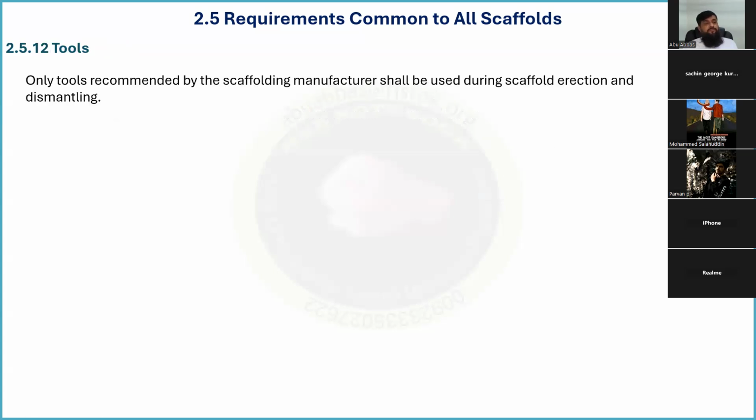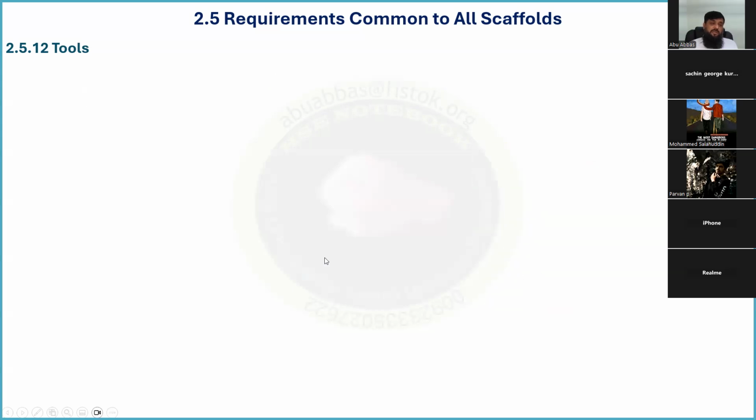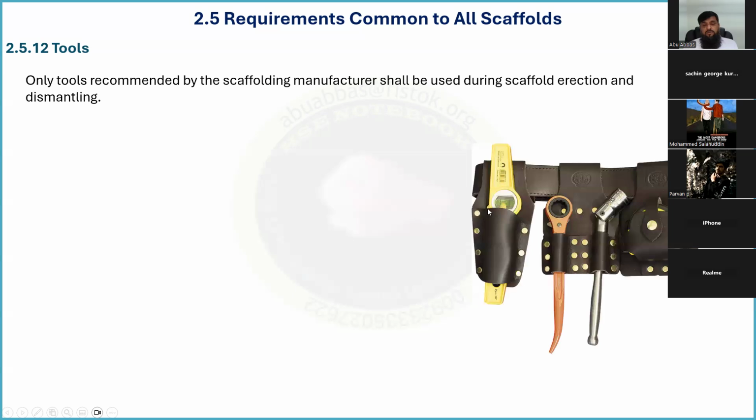Further, tools. Only tools recommended by the scaffold manufacturer shall be used during scaffold erection and dismantling. Okay, approved tools, whatever they will say. Definitely, if the manufacturer recommends, we have to use that one. What common tools do we have? Common tools we have are spirit meter or spirit level, ring spanner, non-ring spanner. Tape is also used and work is also done by thumb rule.